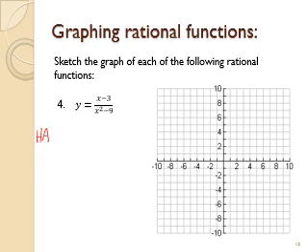Horizontal asymptote. Notice that the top is first degree and the bottom is second degree. That means since you have a bigger degree on the bottom, your horizontal asymptote is going to be 0.